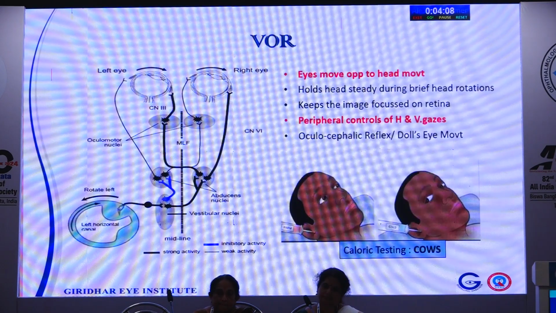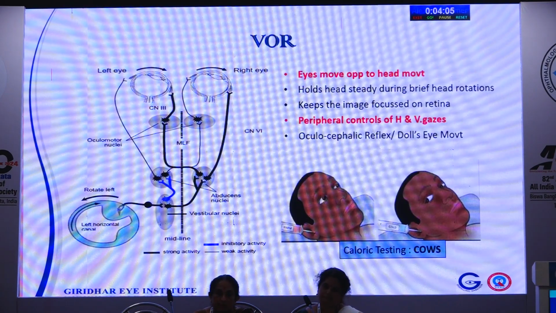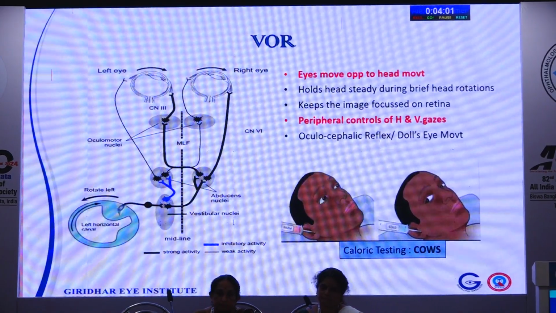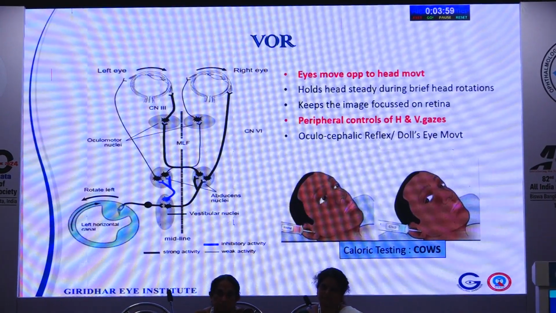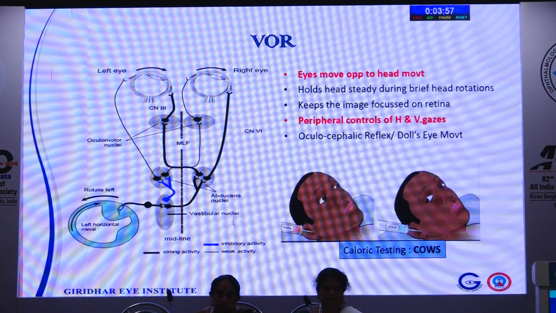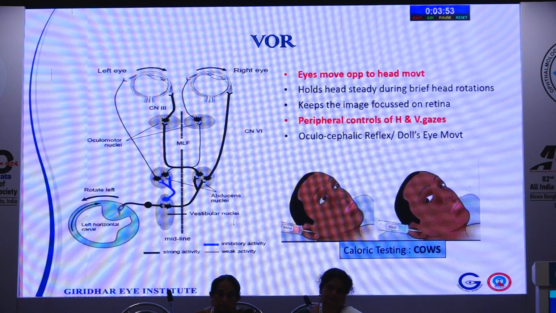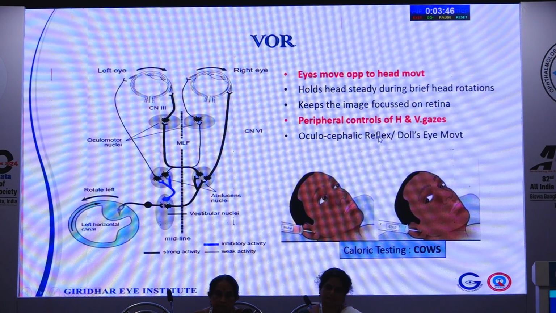So after that, now we come to the vestibulo-ocular reflex. These act like peripheral controls of the horizontal and vertical gazes. What does it mean? The simple thing is, when you move your head to one side, the eyes will move in the opposite direction. This is a very primitive reflex, so that the object is always tracked. It keeps the image focused and holds the head steady, and it's also known as the doll's eye movement or the oculocephalic reflex.